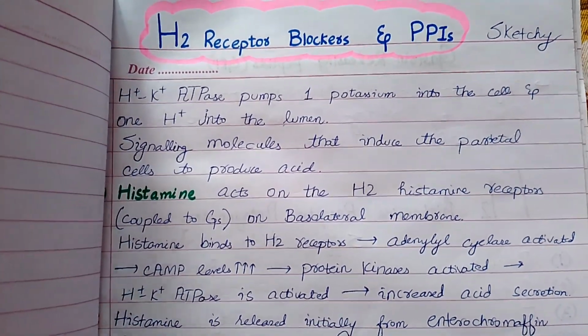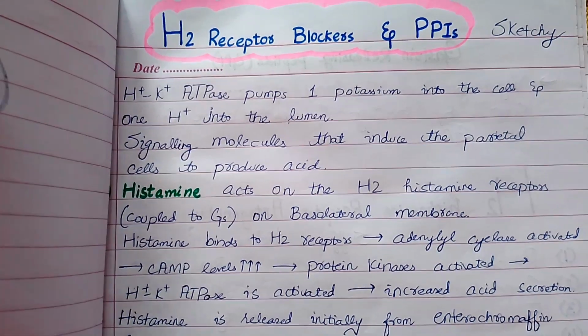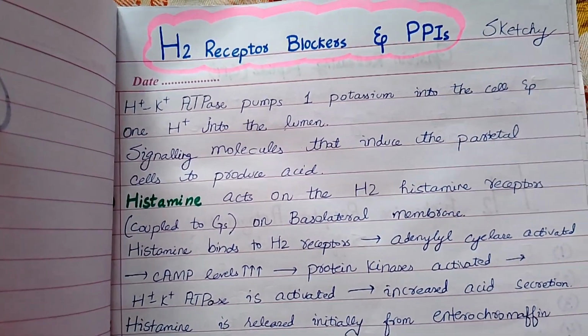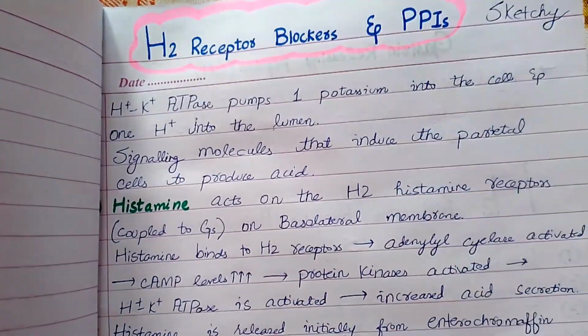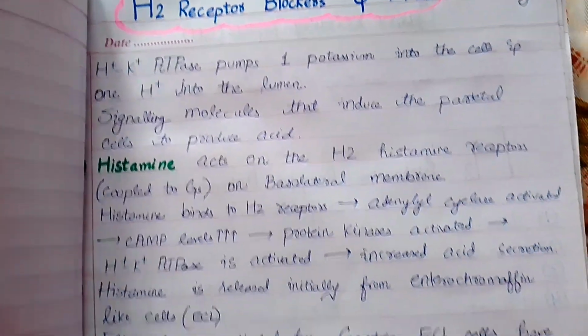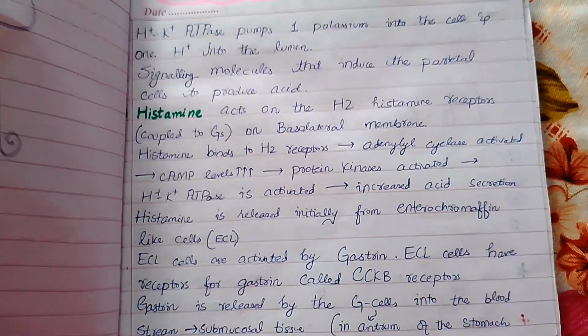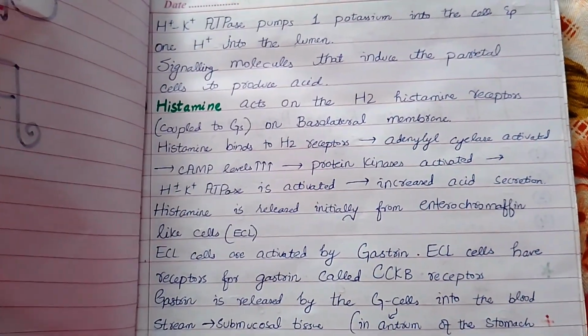So first we will see the normal physiology of this hydrogen potassium ATPase pump. This hydrogen potassium ATPase pump pumps one potassium into the cell and one hydrogen into the lumen. Now we will see how histamine acts on the H2 histamine receptors.